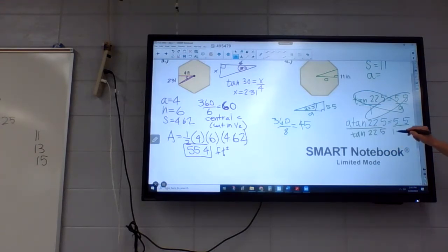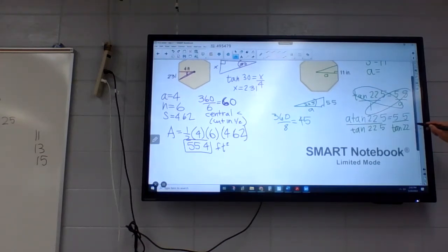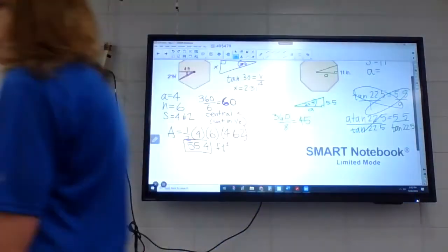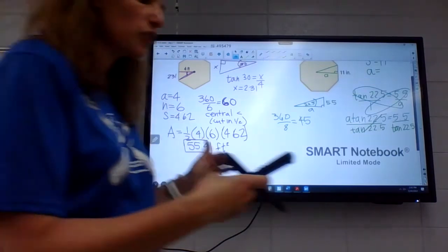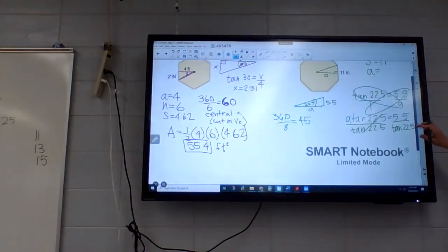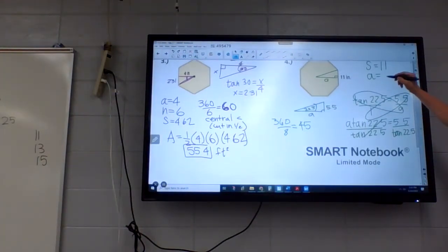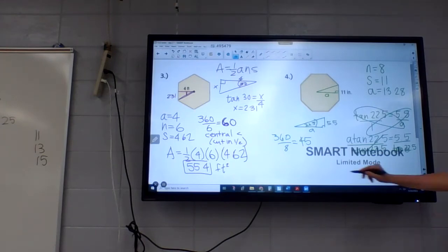So it's not impossible if you do have that variable in the denominator. I got like 13. Is that what you guys got? Yeah, 13.28. And so now I have A, N, and S, and so we could do that.